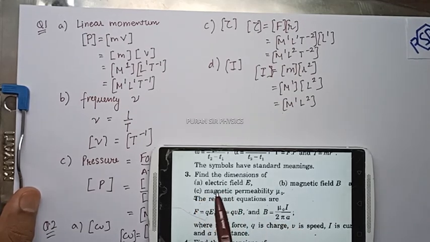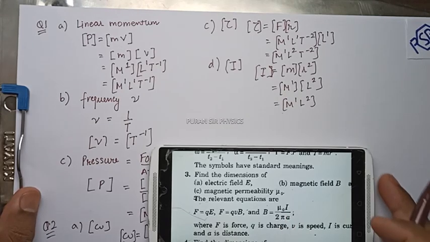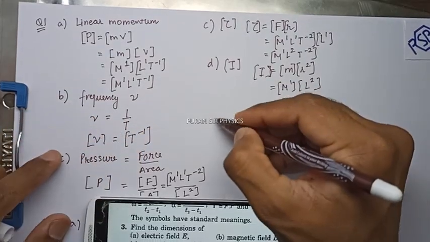In question number 3, we have to find the dimension of electric field, magnetic field, and magnetic permeability, mu naught, and the formulas are also given to us, where F is equal to QE, F is equal to QVB, and B is equal to mu naught I upon 2 pi A, where I is the current. So let us find question number 3.